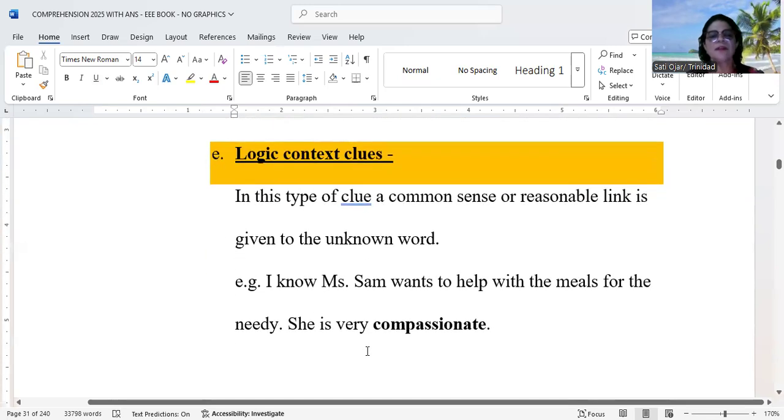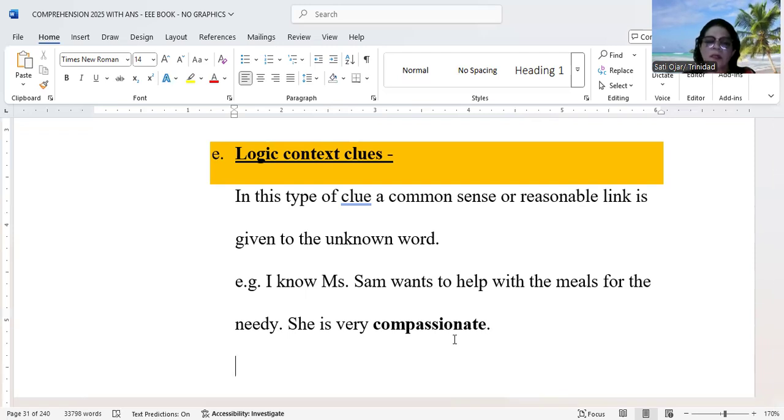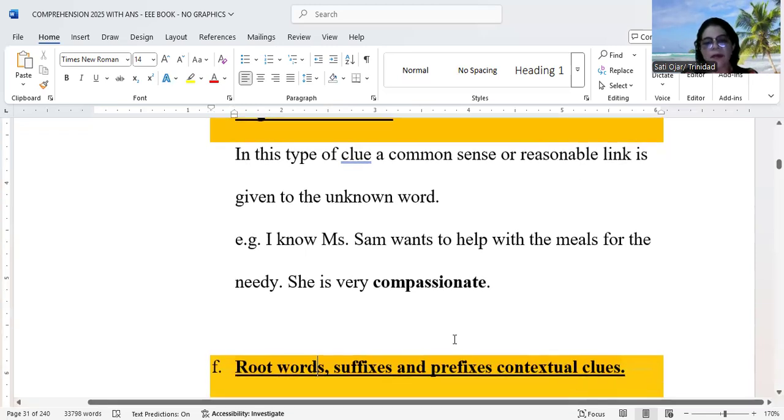Zain, I haven't heard you for the evening. Can you do this one, please? Logic context clues. In this type of clue, a common sense or reasonable link is given to the unknown word. Example: I know Miss Sam wants to help with the meals for the needy. She is very compassionate. What do you think compassionate means, Zain? Helpful. Right, it can also mean somebody who wants to assist needy people. Kind. Excellent. It could be kind, helpful, or caring.